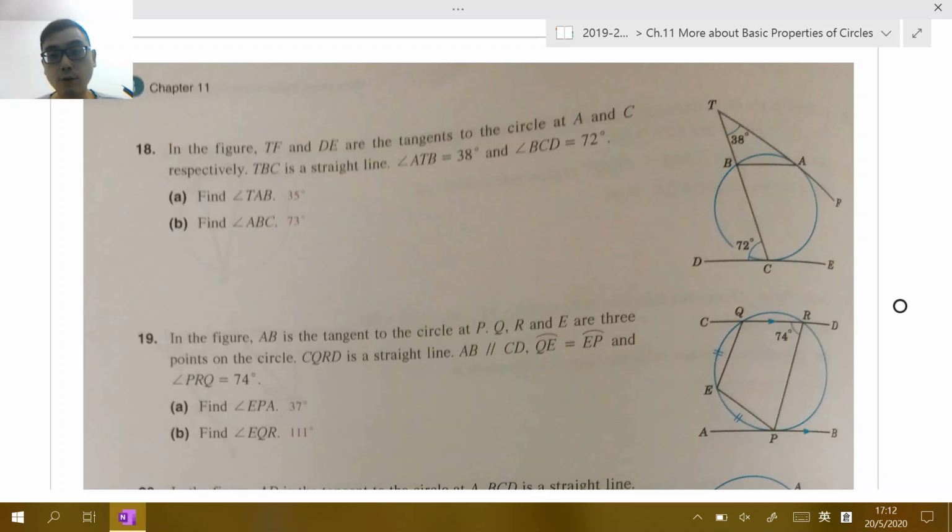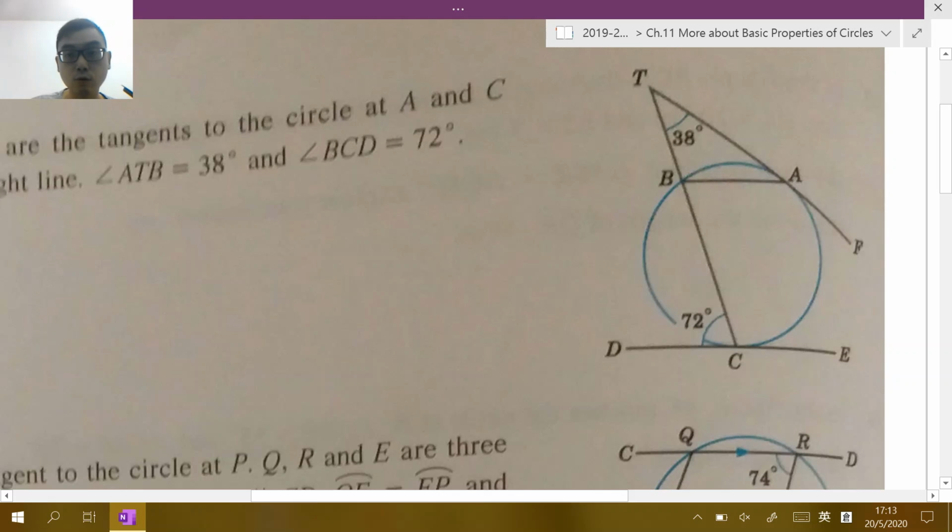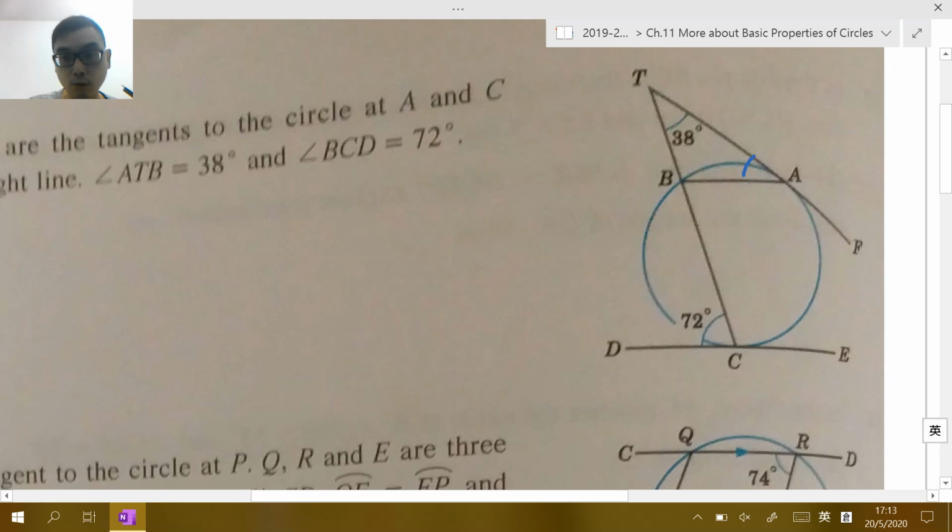Now you can see for question 18, you're given two tangents. One is DE, another is TF in the figure. Now you have to find two angles. First of all, you should find the angle TAB, which is this one. And also you have to find another angle called angle ABC, but I don't mark the ABC now because in this question the most important angle you need to find is TAB. Now you have to think about how we should do this question.